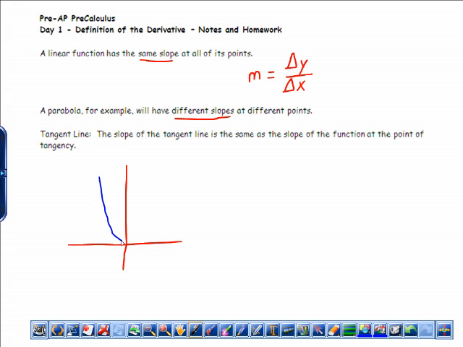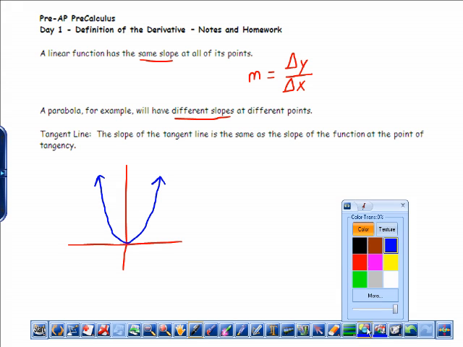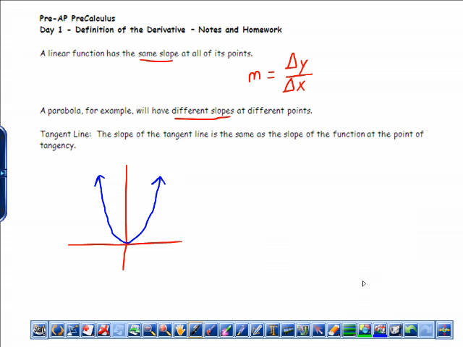So let's say we have a parabola and its vertex is at (0, 0), and if you just zoom in at any one point of this parabola, it kind of looks like a segment of a line, and that's how we're going to think of it. Okay, so we're going to think about tangent lines. The slope of the tangent line is the same as the slope of the function at that point of tangency.